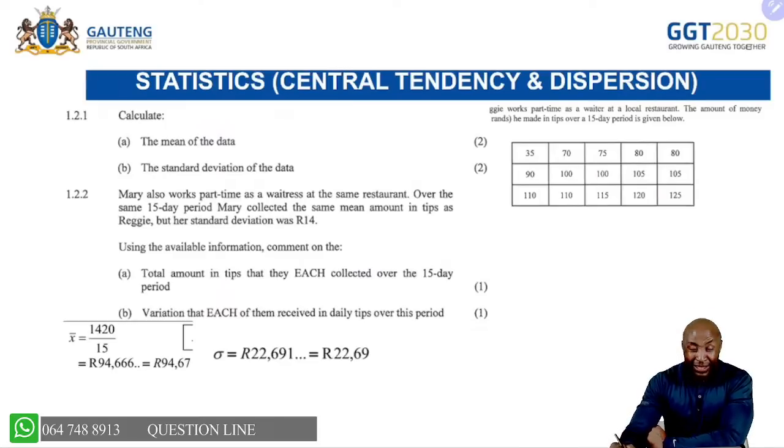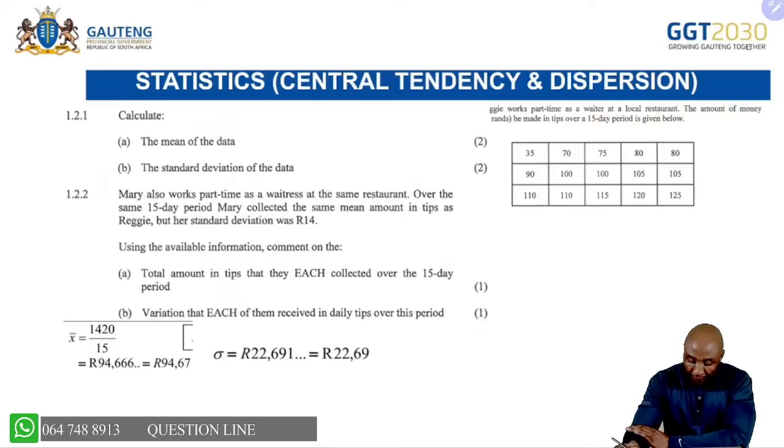We move on now. What I want to highlight is the situation in 1.2.2 where we normally lose marks unnecessarily. The question says, Mary also worked part-time as a waitress at the same restaurant. Over the 15-day period, Mary collected the same mean amount in tips as Maggie.